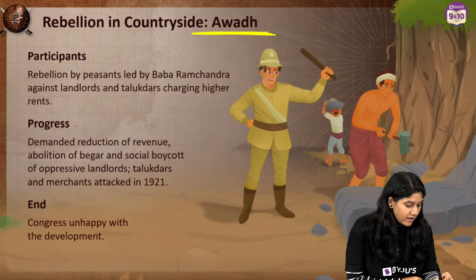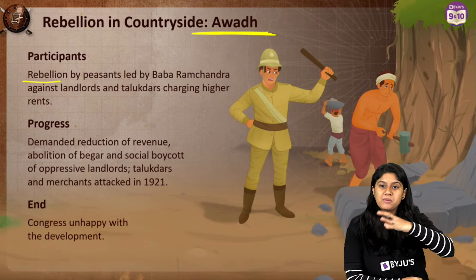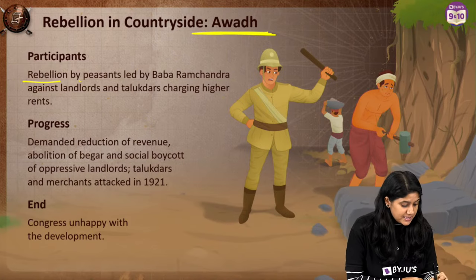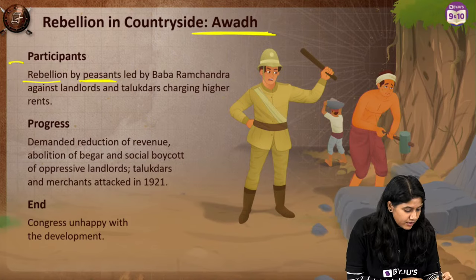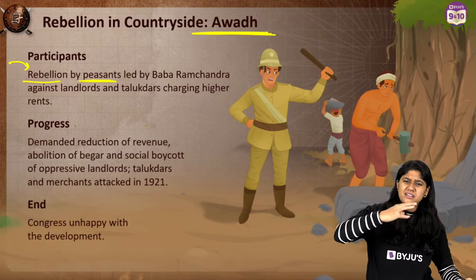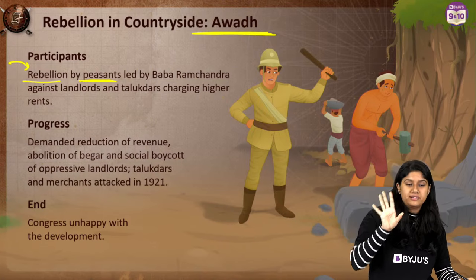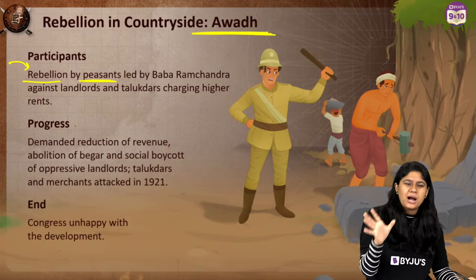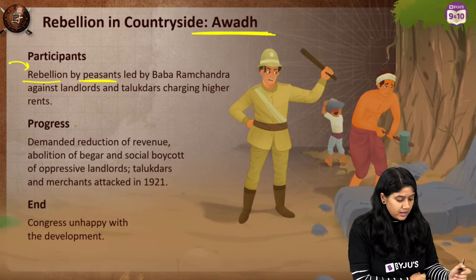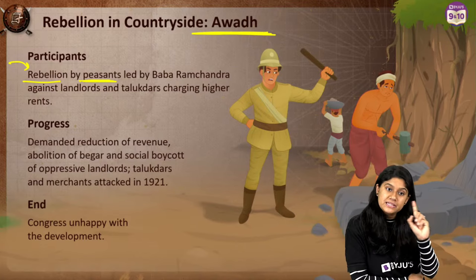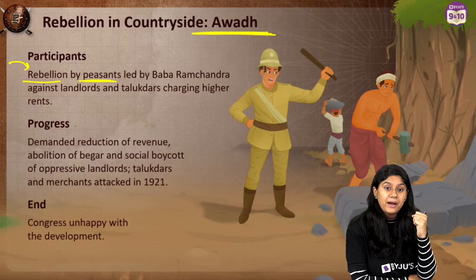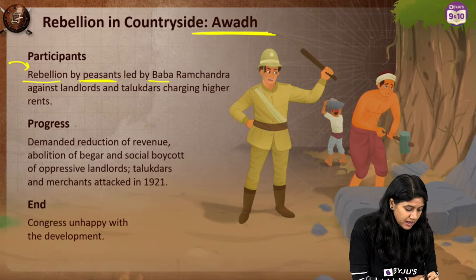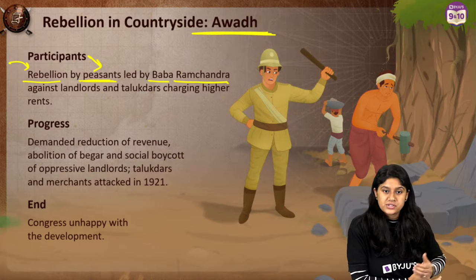So here we have a rebellion, right? We saw the rebellion was by the peasants, right? Rebel matlab, rebellious is basically withdraw chal raha hai, right? Withdraw. Hum nahi manenge kisi ki baat, right? Rebellion chal raha hai, led by Baba Ramachandran, and of course, who were there with him? The peasants, the farmers, theek hai?